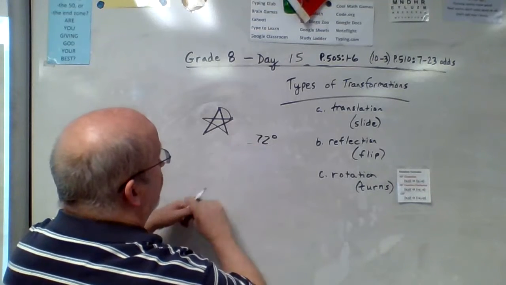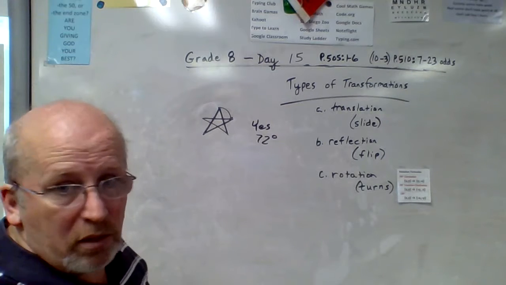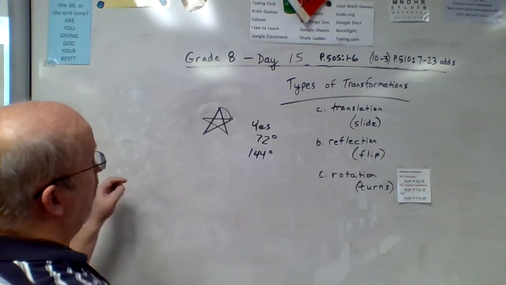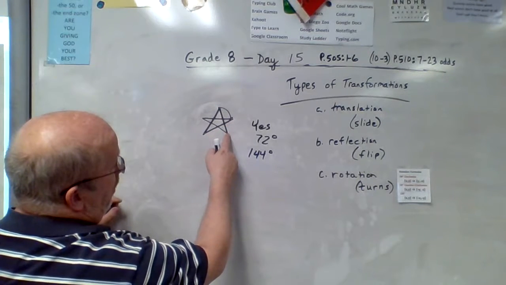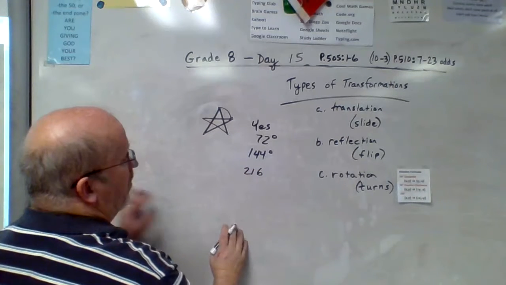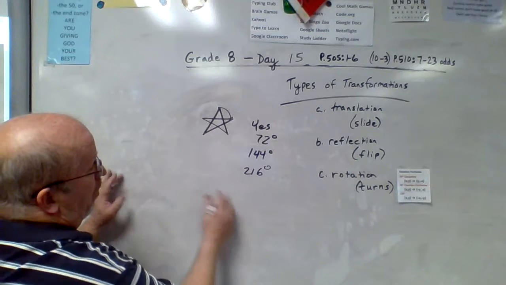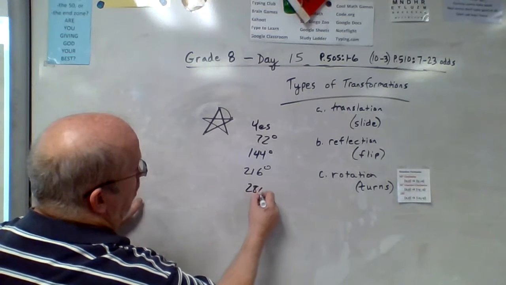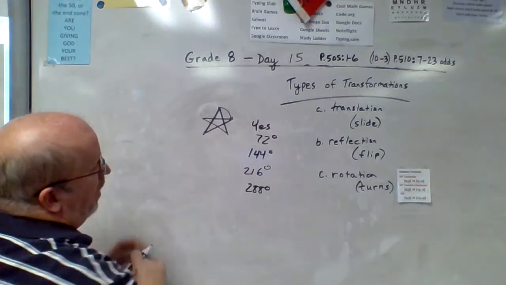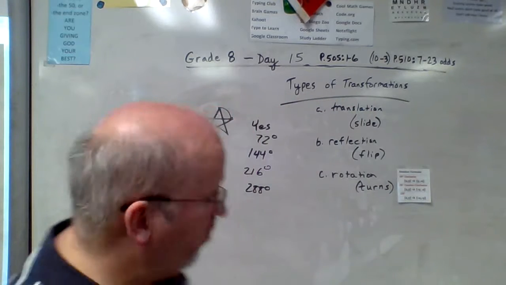So yes, it has rotational symmetry of 72 degrees, but guess what? It's got some other degree measurements. We could rotate it 144 degrees. In other words, if I take it from here down to here, we could rotate it, let's see, 216 degrees if I rotate it from here all the way around to here. Or we could rotate it 288 degrees. If I rotated it from here all the way around to this spot, it would still look identical. So that star does have rotational symmetry.